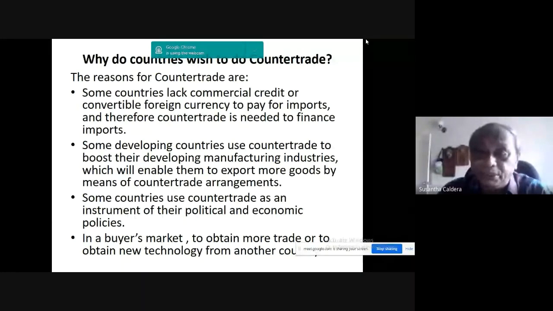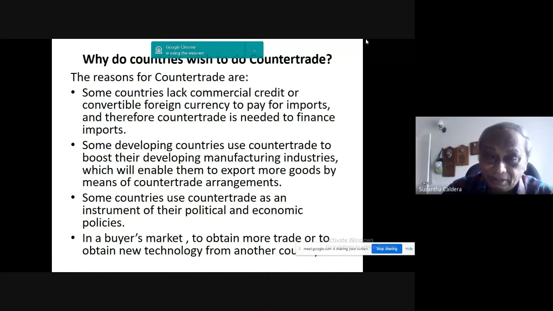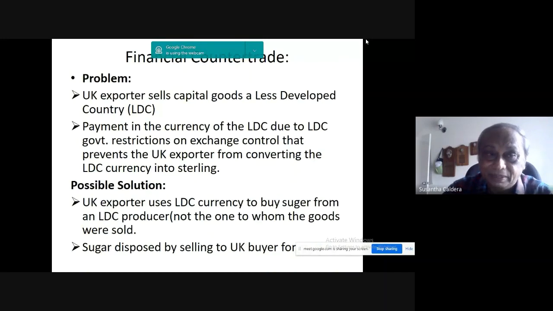In a buyer's market, to obtain more trade or to obtain new technology from another country, right? It's very interesting, and sometimes you feel sorry for these countries who are involved in this counter trade. But some counter trade are okay. Some counter trade are okay. When we are discussing, you can understand.